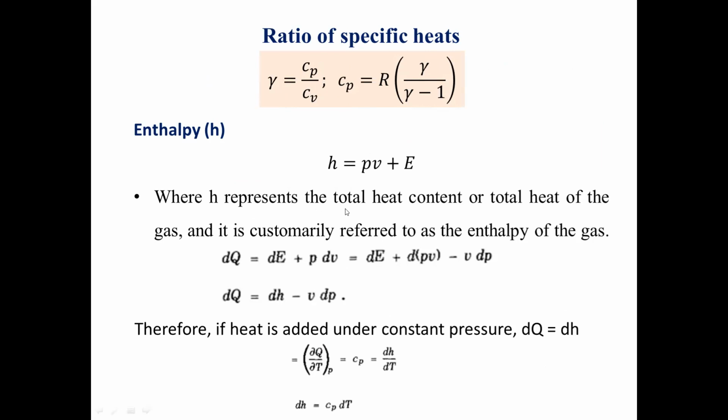We also have the relation of enthalpy with the pressure, the specific volume, and the internal energy E. So H is equal to PV plus E. This is the enthalpy formula simply, where H represents the total heat content or total heat of the gas. So enthalpy means total heat content or total heat of the gas. This can be related with the previous formula: dQ is equal to dE plus PdV.